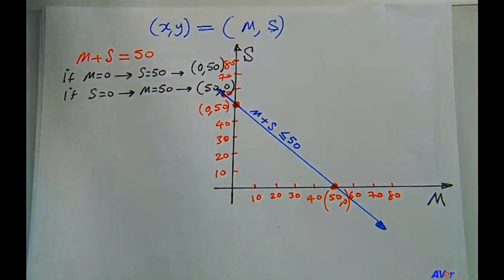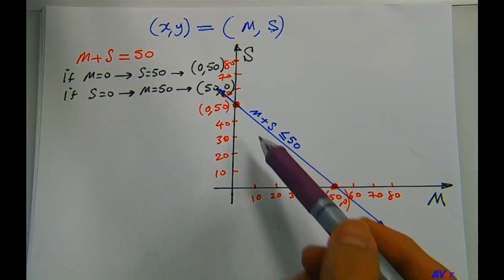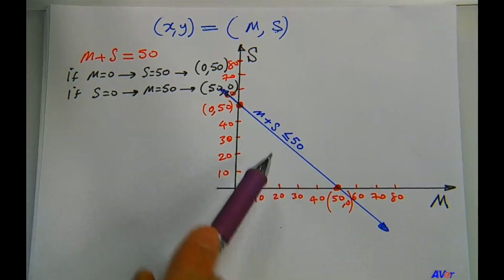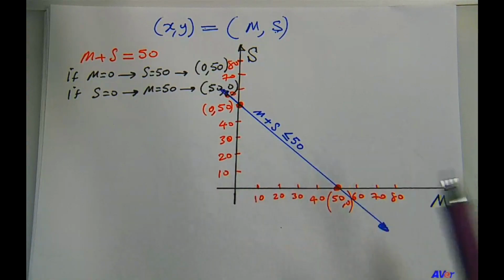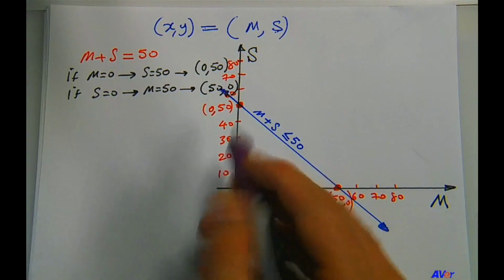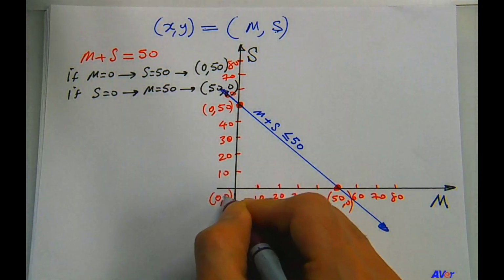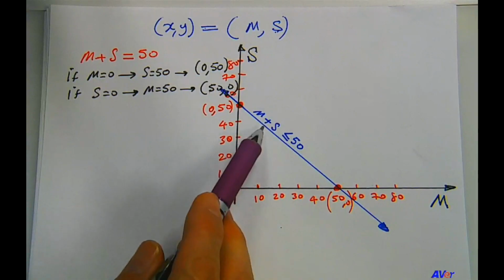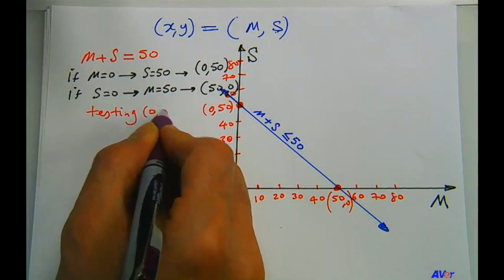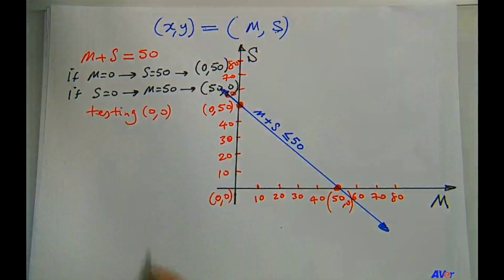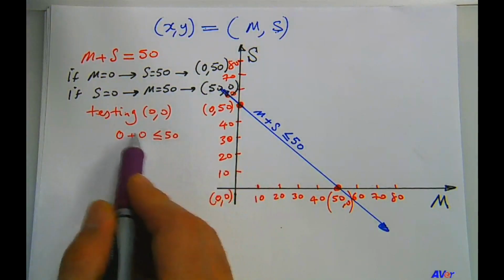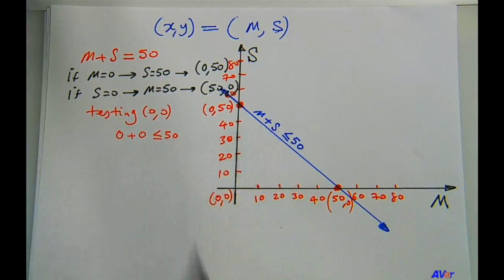Okay, so remember that this is the boundary line. We're going to have to find which side of this line is the solution of this inequality. We can pick a test point. A useful, easy test point would be 0, comma 0, or the origin. So let's plug that into this inequality. Testing 0, comma 0, we have 0 plus 0 less than or equal to 50, right? If we plug 0 here, we get that.